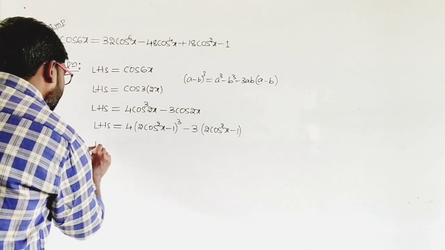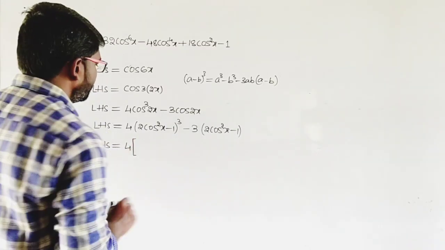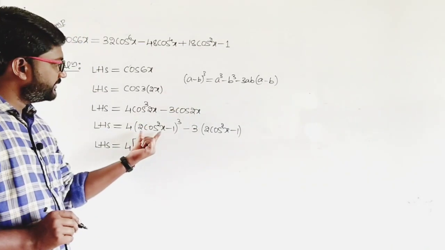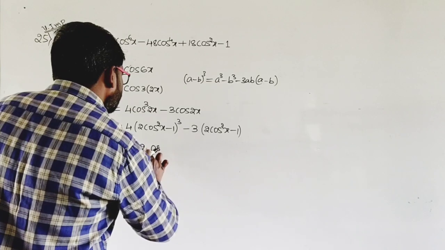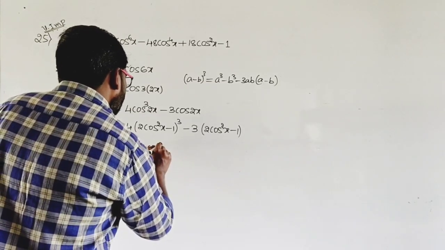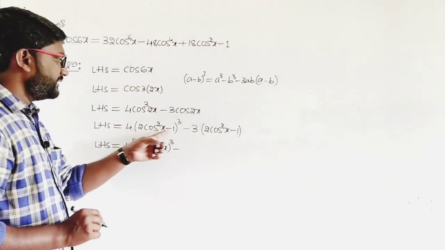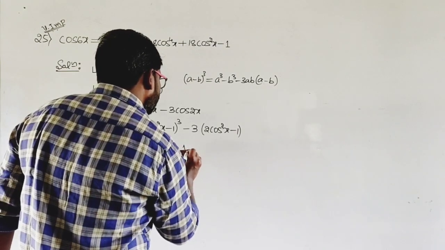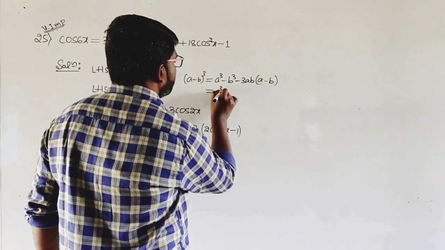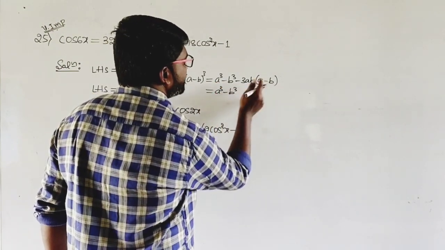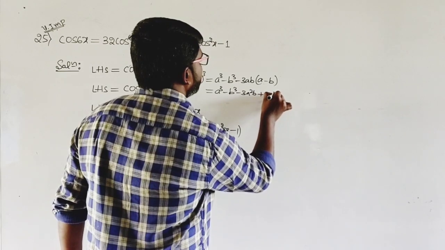So let us apply that now. Here LHS is equal to 4, I will be writing it outside. Then the first term is a cube. So 2 cos square x the whole cube, this is a cube, minus b cube, it is 1 cube, which is 1. Then minus 3ab, or this can also be written as a cube minus b cube, then multiply with these two terms, minus 3a square b, minus into minus plus 3ab square.